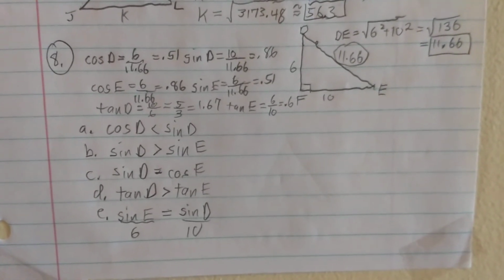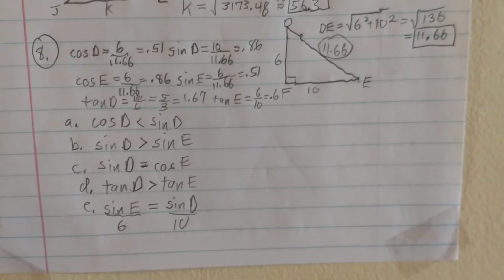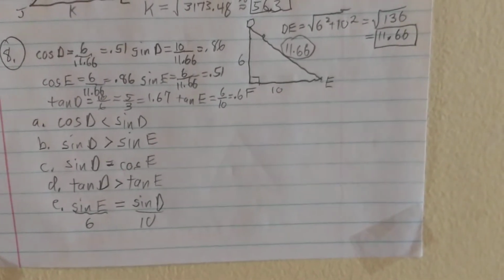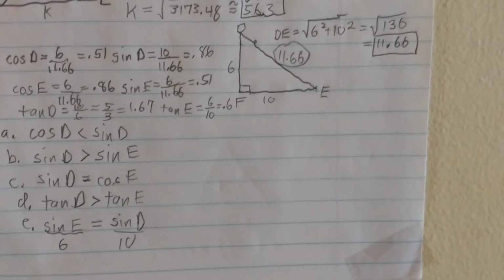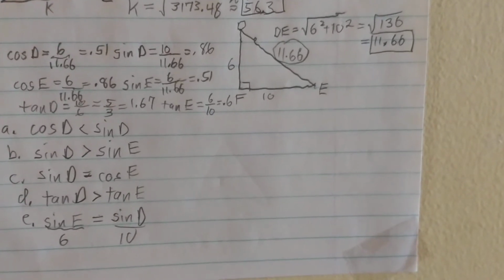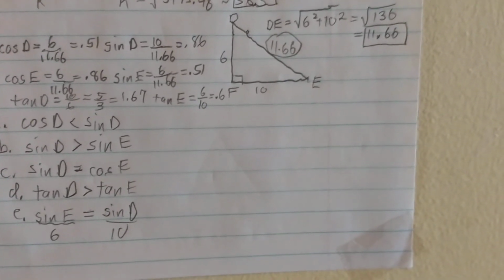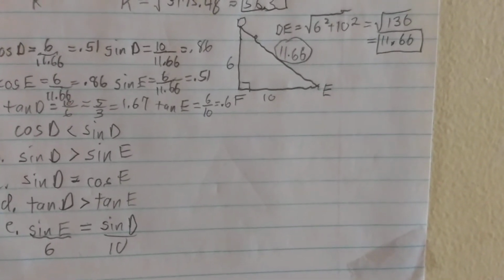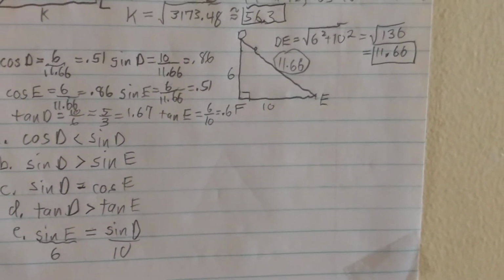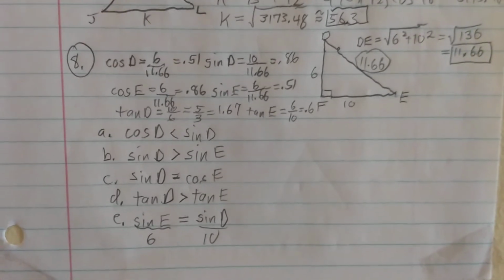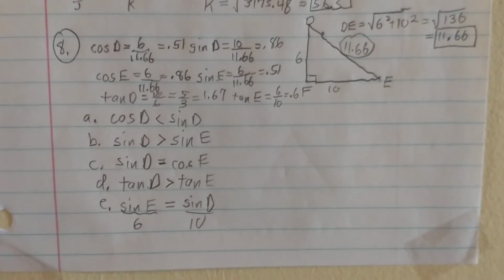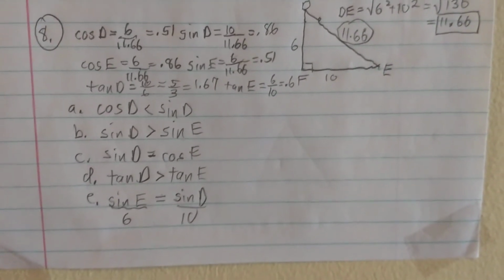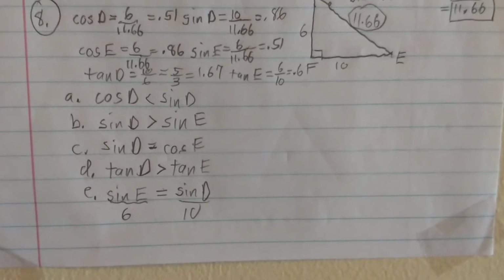Now on problem 8, we have a right triangle with sides of 6 and 10, and if we calculate the hypotenuse on that, we get DE is the square root of 6 squared plus 10 squared, or 36 plus 100. Square root of 136 is 11.66. So now we're asked to make comparisons. So first we're going to get the cosines and sines and tangents of both D and E.